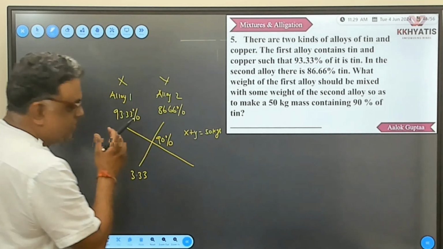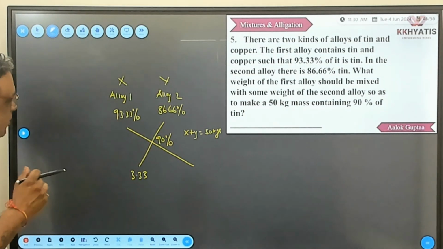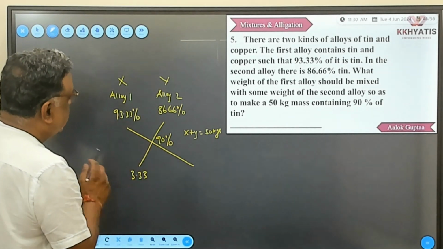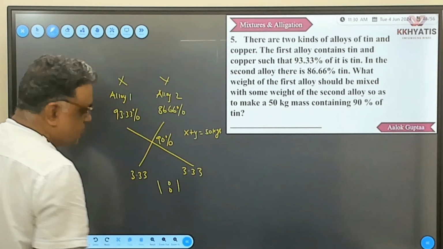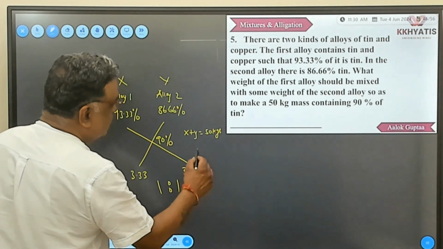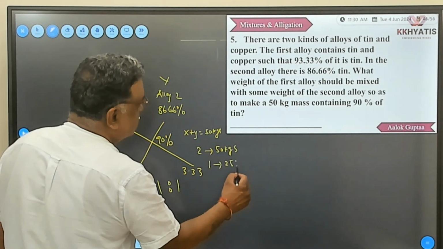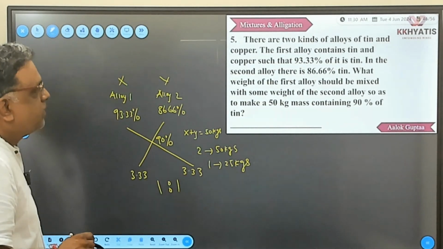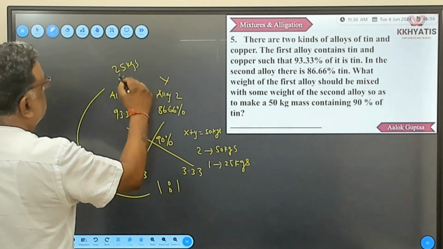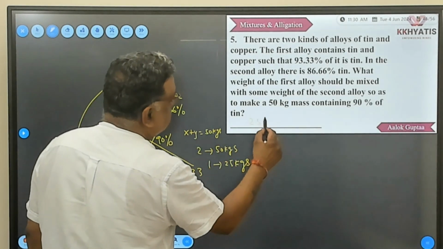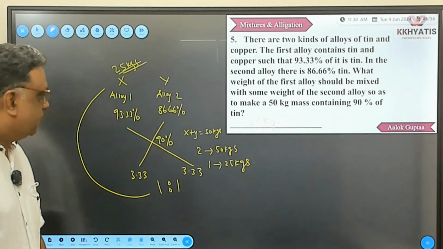And this would be 90 minus 86 is how much? 2.33? No, 3.33. And this is how much? 93 minus 90? Again 3.33. So they must have been mixed in the ratio 1:1. So 1 plus 1 is 2, whose value is given as 50 kgs. Means one value would be 25 kgs. So the first was 1, so you must have mixed 25 kgs. So 25 kgs is the answer. Correct, Anil? 25 kgs is the answer. Next.